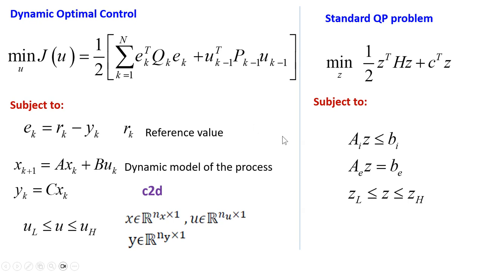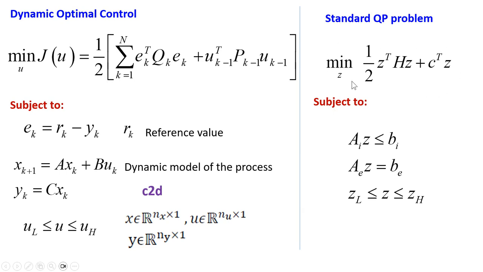However, the standard QP problem is as follows. Here Z is the vector that contains the variables that we would like to optimize, and this is a quadratic objective, and here we have linear equality constraints, linear inequality constraints, and the bounds. So before we can solve the dynamic optimal control problem, we have to change it from this form into a standard quadratic programming problem of this form.